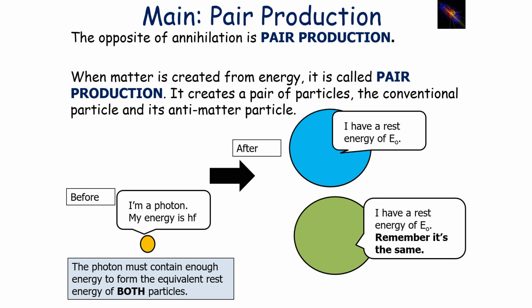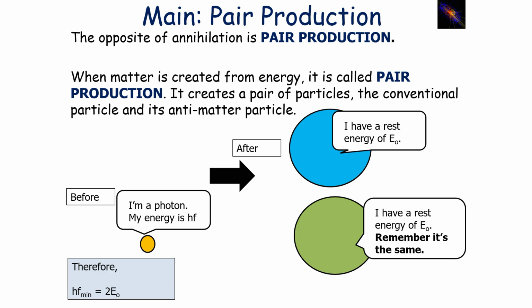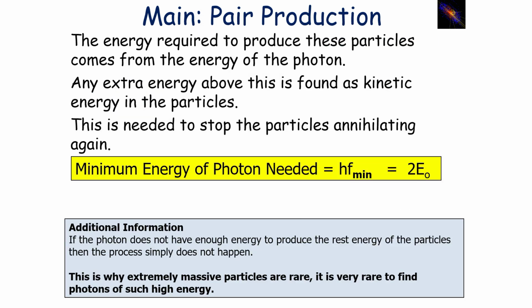Now because the photon has an energy of hf and the particle and antiparticle have an energy each of E0, we can therefore say that hf equals 2E0. Now any extra energy above this is found as the kinetic energy in the particles. So this is an important idea, because if the photon doesn't have enough energy to produce the rest energies of the particle and antiparticle, the process simply doesn't take place. That's why it's extremely rare for very massive particles to be produced in this process.